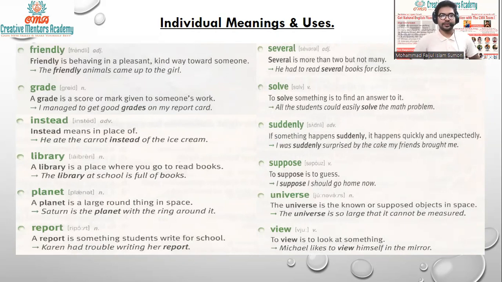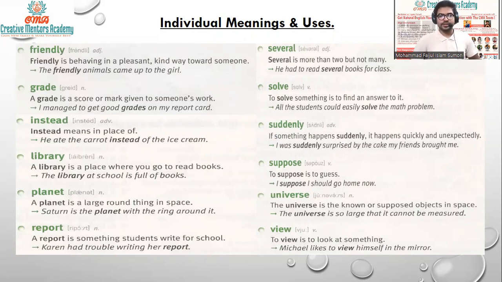So library. Next one is the library. A library is a place where you go and read books. There are a lot of books in the library, okay? The library at school is full of books. You know, libraries of university are full of books, and there are a lot of seats, okay?